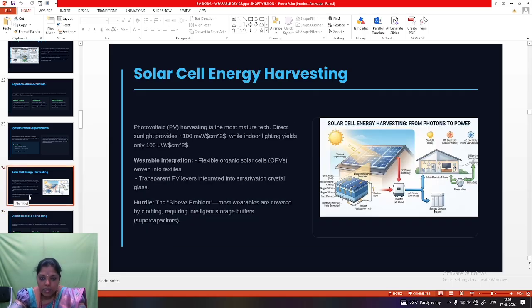Let us understand this topic, solar cell energy harvesting. Photovoltaic harvesting is the most mature tech. Direct sunlight provides high lighting. Wearable integrations: flexible organic solar cells woven into textiles, transparent PV layers integrated into smart watch crystal glass. The challenge is that most wearables are covered by clothing, requiring an intelligent storage buffer.